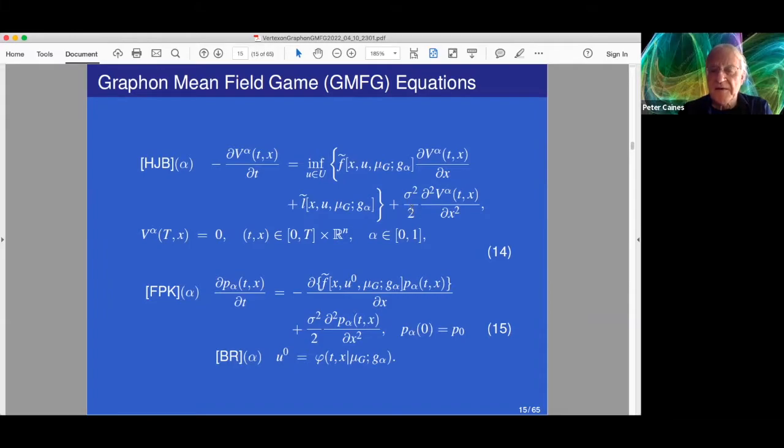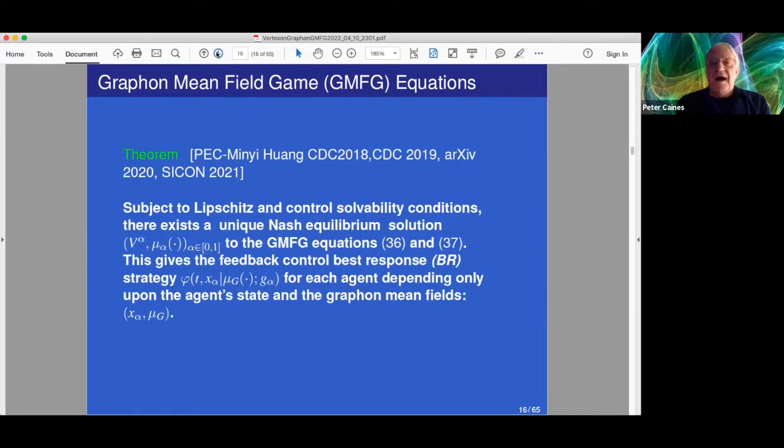Now, the question is, does there exist a solution to this transfinite array of equations? Migny and I then analyze the situation here. And the answer is, again, modeled on the standard MFG situation, subject to Lipschitz and control solvability conditions, there exists a unique Nash equilibrium solution to the GMFG equations.